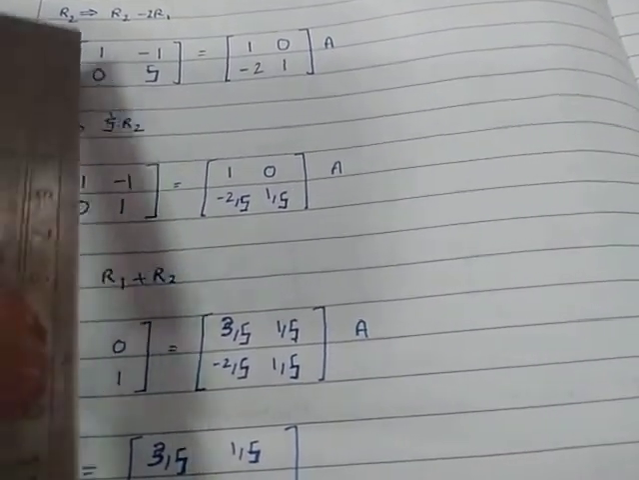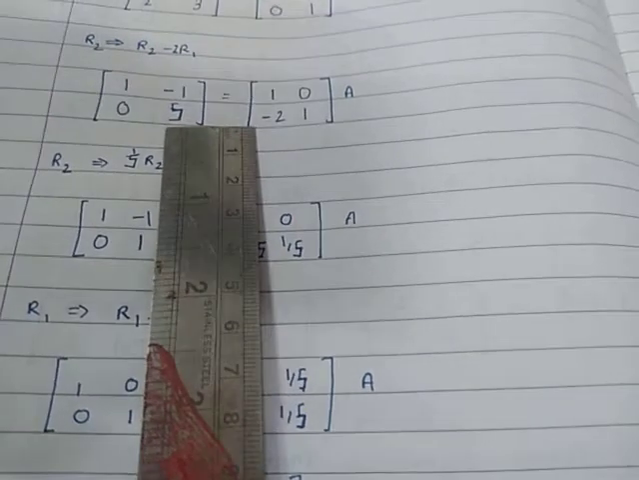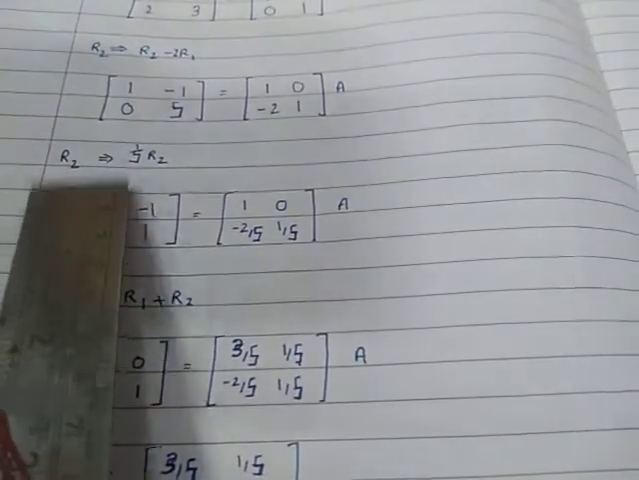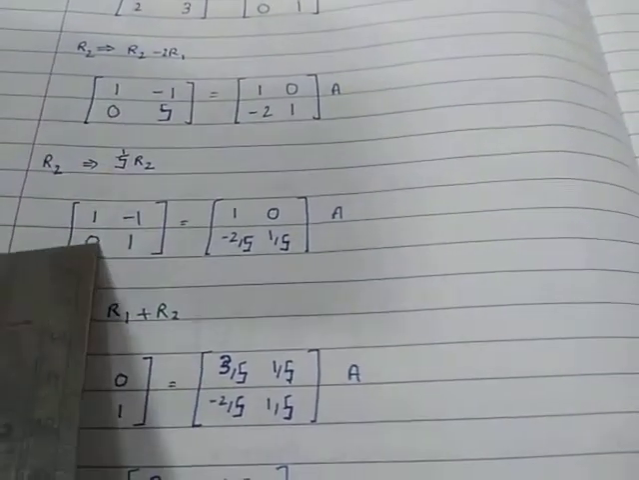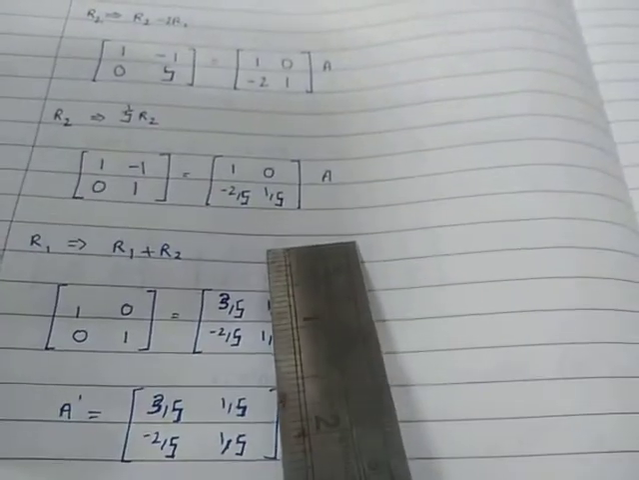Now we have to change 5. 5 should be converted into 1. How is it possible? 0 and 5, this is your R2. If we divide R2 by 5, we will get 1. Now it can be written as R2 tends to 1 by 5 R2. R2 can be multiplied by 1 by 5, or it is called R2 can be divided by 5. So 0 by 5 is 0, 5 by 5 is 1. It is equal to [1 0; -2/5 1/5].